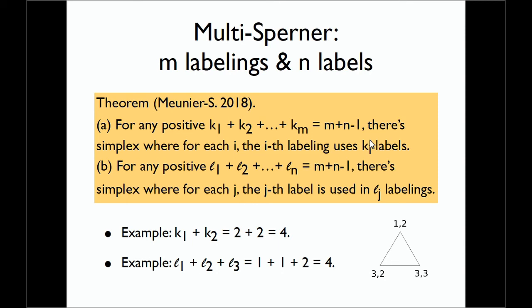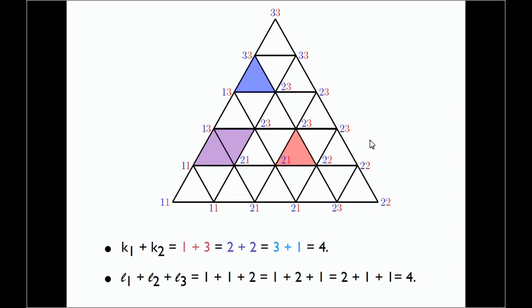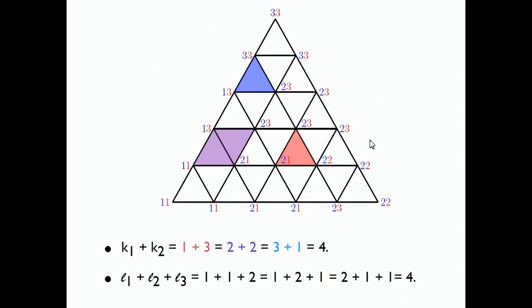And so we proved a little more than the initial conjecture, which was, oh, you know what? I can actually look at the dual version here. If I divide 4 into 3 numbers, then I can find divisions of k simplices here, where for each number j, like the number 1 is used in at least 2 different labelings, and the number 2 is used in at least 1 different labeling, etc.